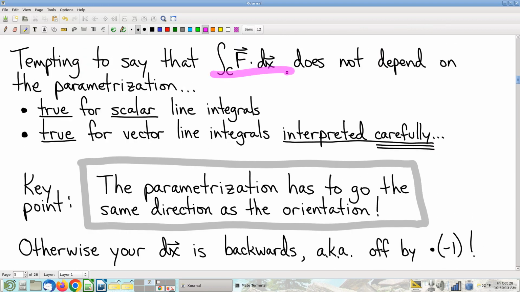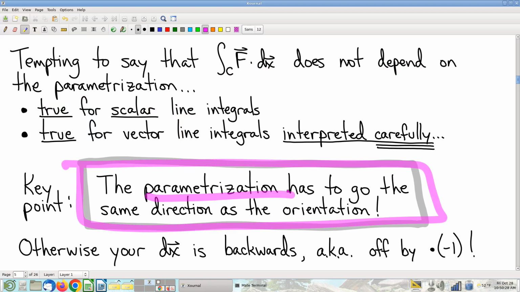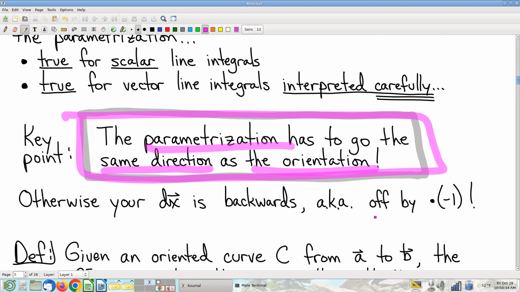Line integrals don't depend on the parameterization, except for one little detail. And that is this right here. You have to parameterize in the direction of the given orientation. And this is something you really have to pay attention to.